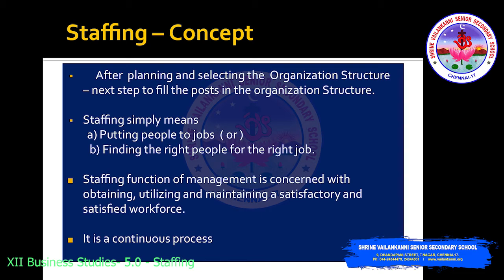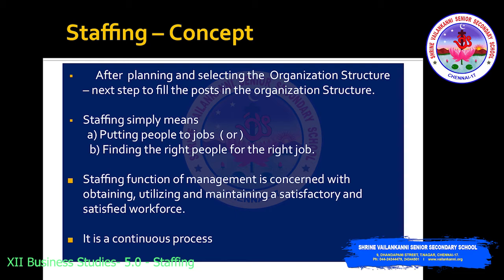Now, I want you all to take down these points. So staffing function of management is concerned with obtaining, utilizing. Obtaining is selecting, utilizing is using the workforce to achieve the organization goal, and maintaining a satisfactory and satisfied workforce. Satisfactory both for the organization and for the employee also, by having a proper compensation plan.